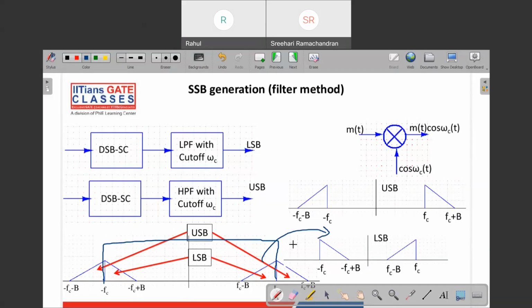Similarly, if you want to send the USB signal, pass it through the high pass filter. So when you pass it through the high pass filter, this is how it is going to look. This is the high pass filter. It will pass only the high frequency content which is above the fc and reject all the content from minus fc to plus fc. So when you pass it through the high pass filter, you'll get this signal. When you pass it through the low pass filter, you get this. So this is the phase shift method, and this is the filter method to generate the SSB signal.